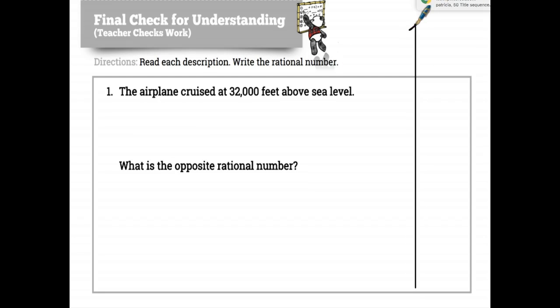And you have this item, and then there's one more for the final check for understanding. So you're going to take 2 minutes to complete items 1 and 2, and then we'll check back in. Pause the video here and go.